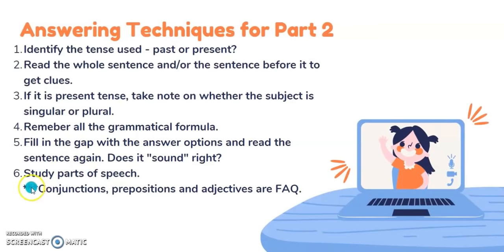Alright, and for you to prepare for this part, you actually need to study parts of speech, especially conjunctions, prepositions and adjectives, which are frequently asked questions in the exam. So this will help you to prepare yourself for the grammar and also for the vocabulary that you need to equip to answer part 2.